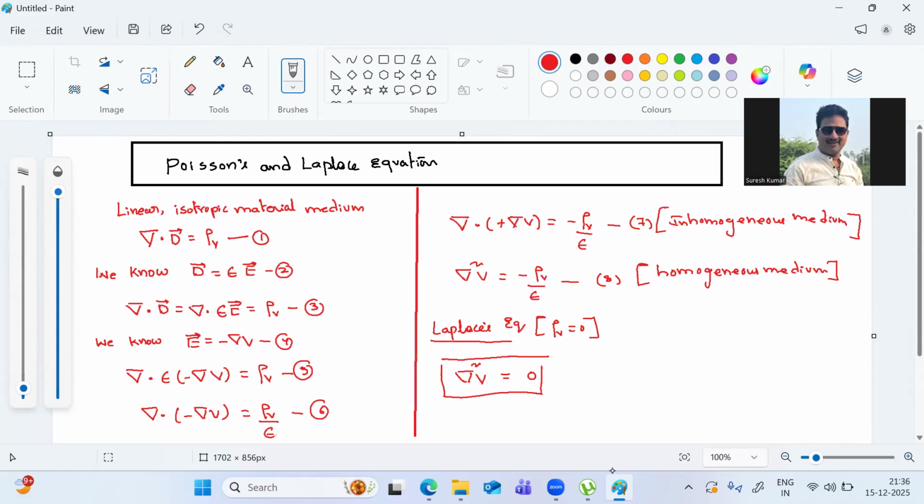What are the various laws we have considered here in order to derive the Poisson's and Laplace equation? First of all, we need to consider that the medium is linear isotropic material medium. And the first law we need to consider is differential Gauss law. And the second one is the relationship between electric flux density and electric field intensity. And the third one is the relationship between electric field intensity and electric potential. These are the laws I have used in order to derive the Poisson's and Laplace equation.